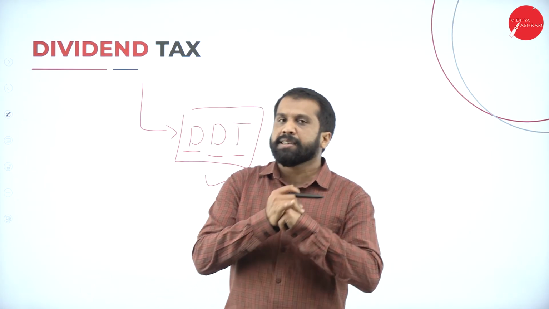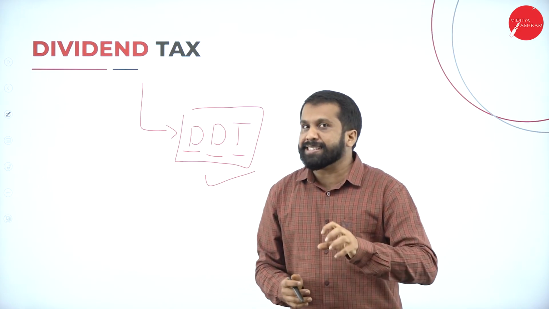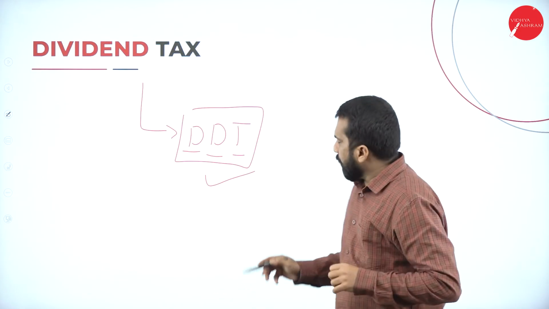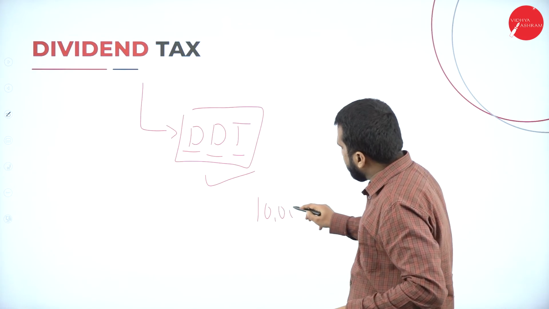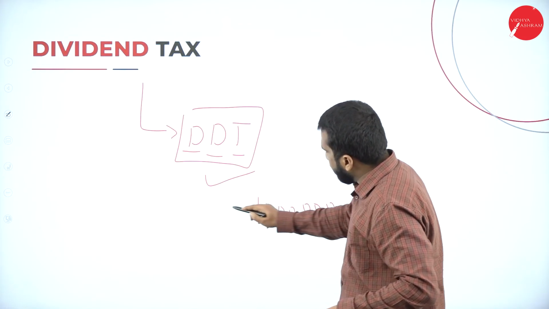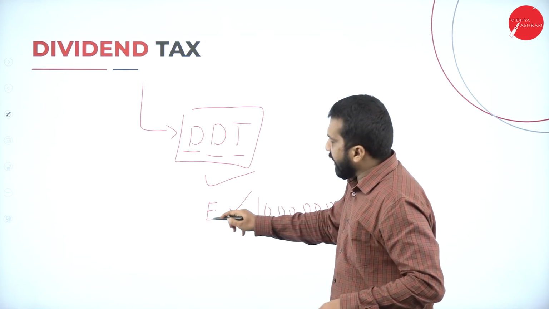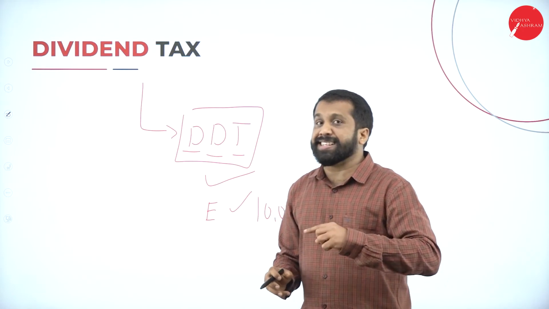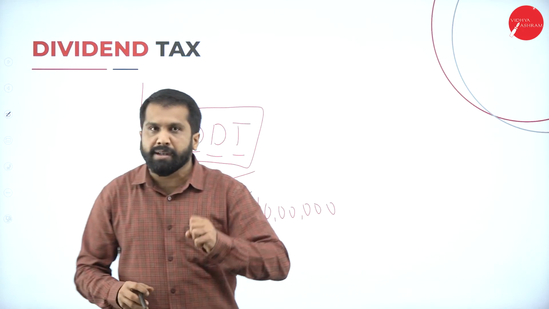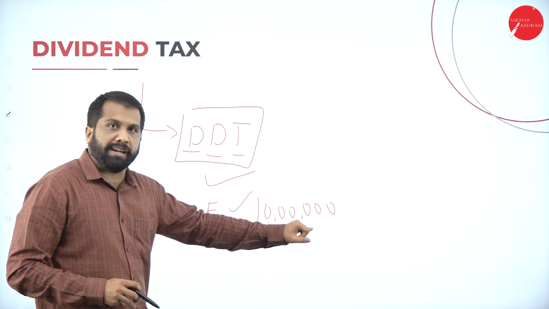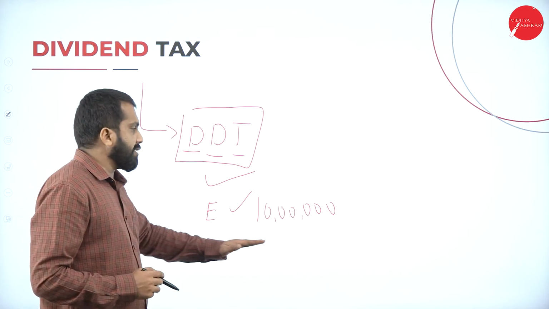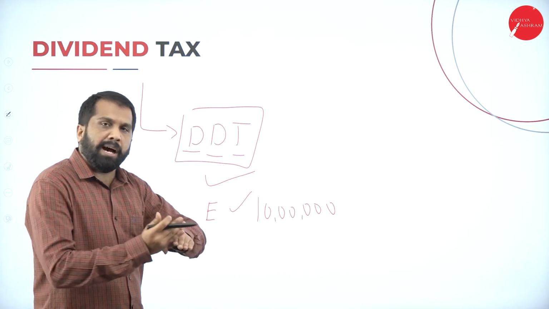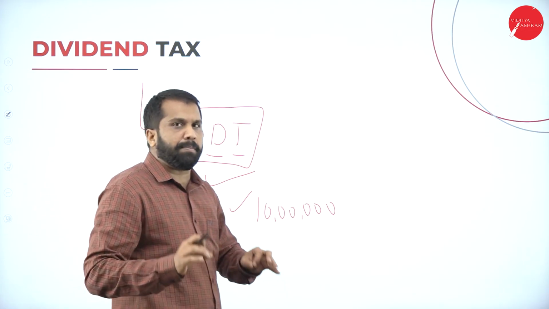Normally, are dividends taxable or exempted? Yes, normally dividends are exempted. Up to what limit? Up to 10 lakh. It is exempted. Remember, if any Indian company dividend exceeds 10 lakh, we are supposed to pay tax. Up to 10 lakh, all the Indian company dividends are exempted.